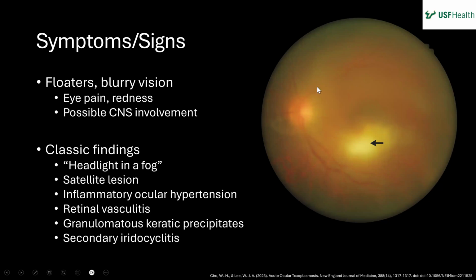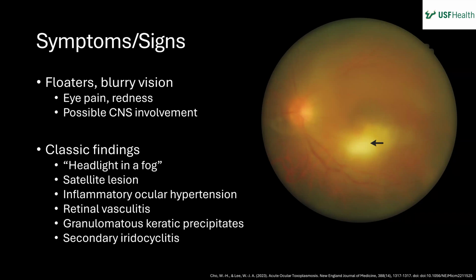The classic finding is the headlight in a fog, which is pathognomonic for toxo. It refers to a very active, hot white lesion with overlying vitritis that obscures the lesion. Typically you will see a satellite lesion, a new white lesion next to an old scar, because the bradyzoites remain dormant at or near the edge of those old scars and reactivate there.